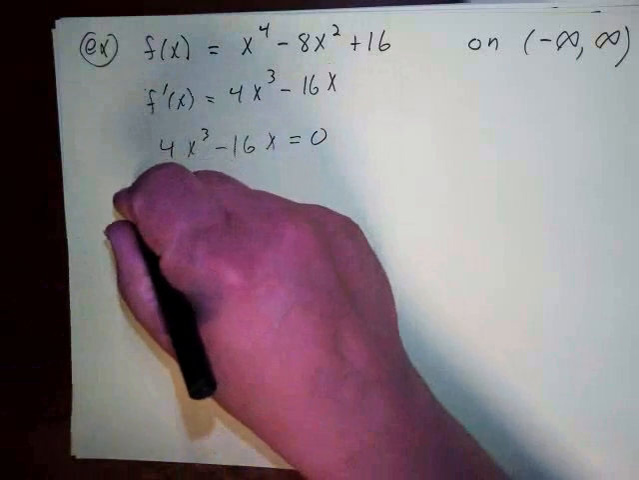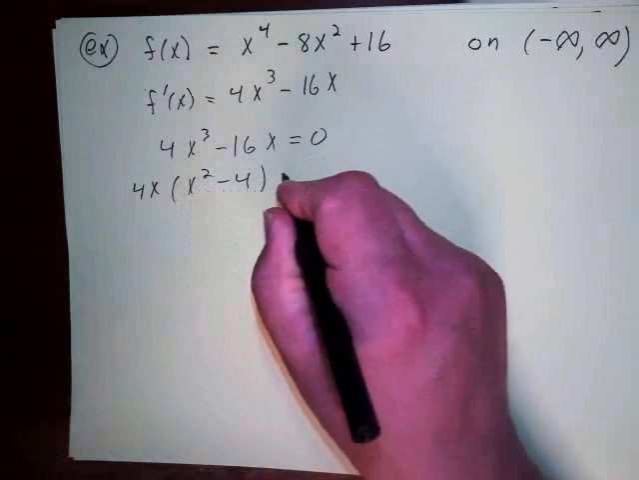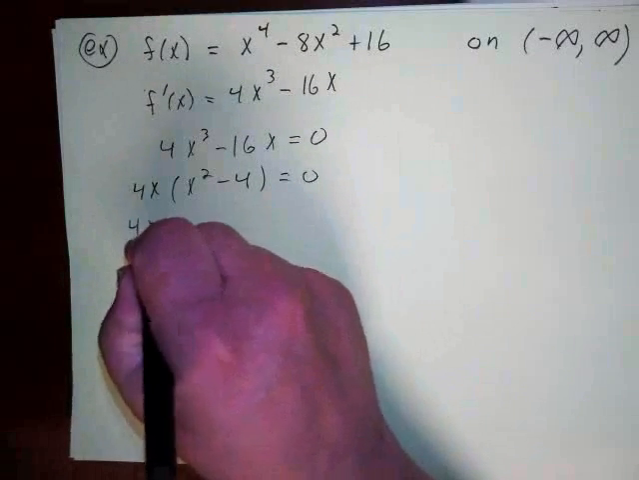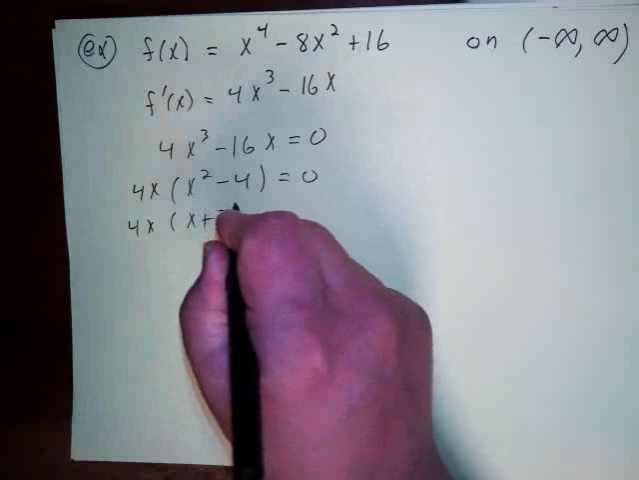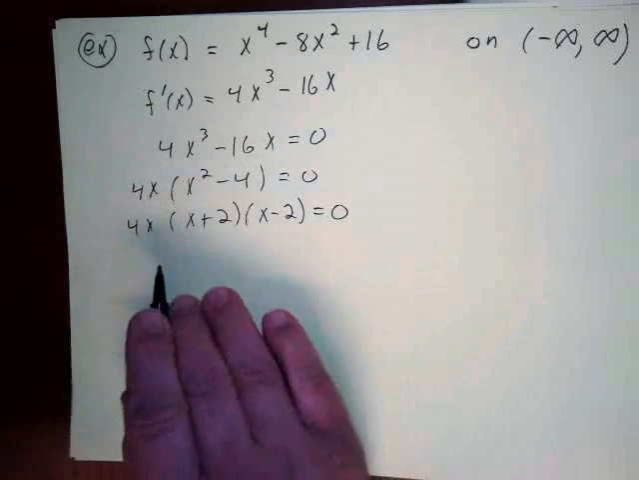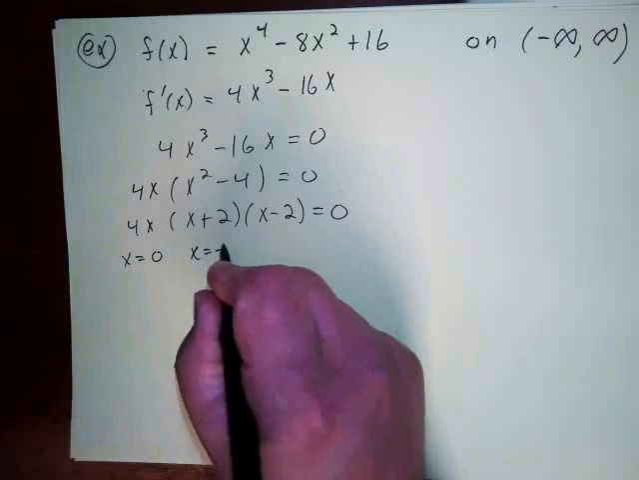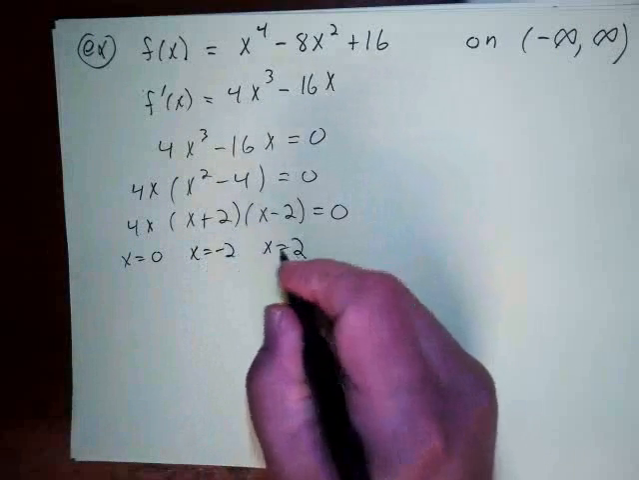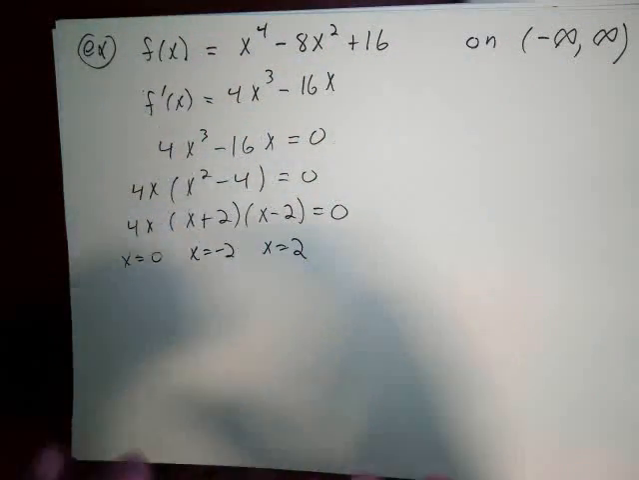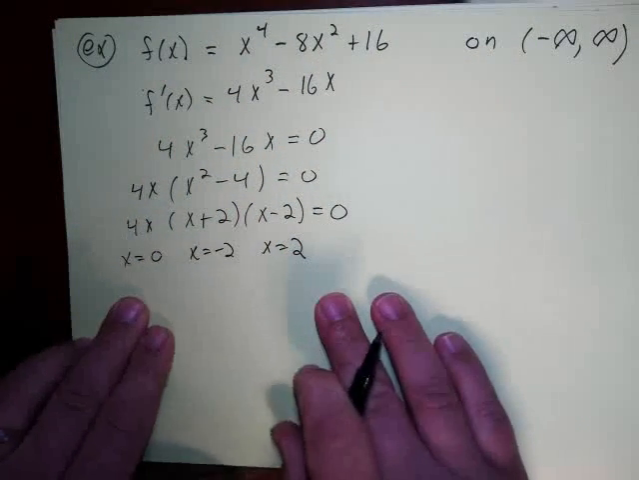And so in this case, I can factor out a 4x. And I'm left with x squared minus 4 is equal to 0. And now this is a difference of two squares, so I can factor that into a sum and difference of a binomial, like that. And so now I see that the critical points are when x is equal to 0, when x is equal to negative 2, or when x is equal to 2. So these are the places where the derivative is equal to 0. Okay, so if this has a relative min or max, it's going to occur at one of those critical points.